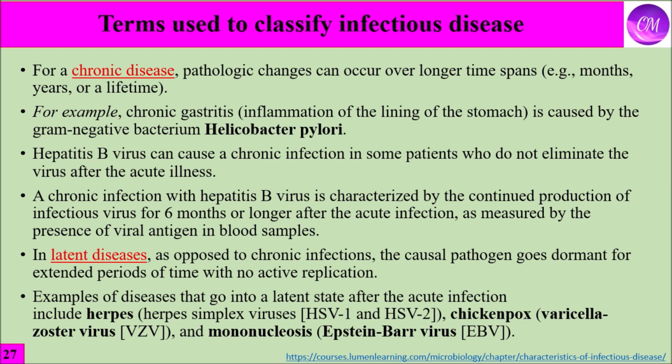In latent diseases, as opposed to chronic infections, the causal pathogen goes dormant for extended periods of time with no active replication. Examples of diseases that go into a latent state after the acute infection include herpes, chickenpox, zoster virus, and mononucleosis.